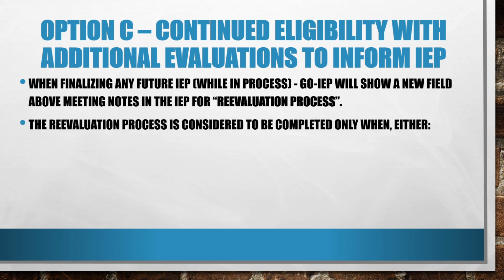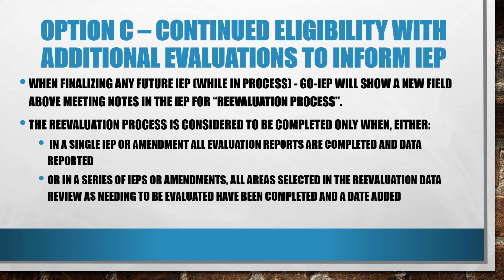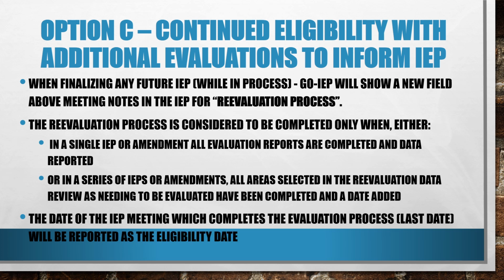The reevaluation process is considered to be completed when, in either a single annual IEP or amendment or in a series of IEPs or amendments, all areas selected in the reevaluation data review as needing to be evaluated have been checked in this field as completed and evaluated. The date of the IEP meeting, which completes the evaluation process, will be reported in the student record and on the timeline as the new eligibility date, and the new 3-year cycle will begin.